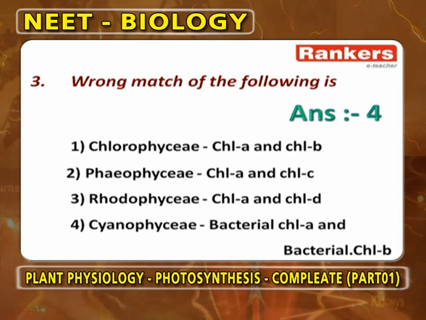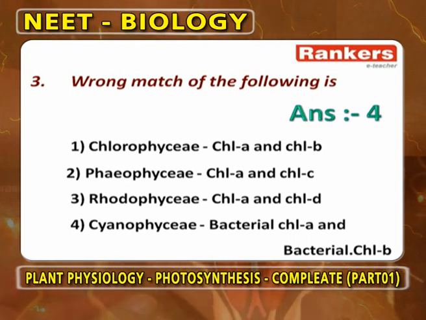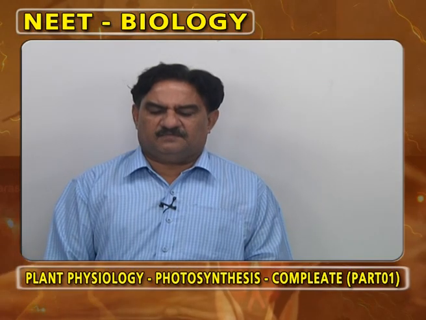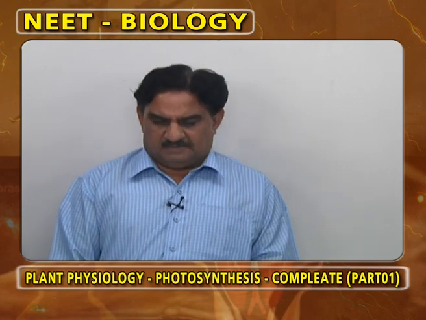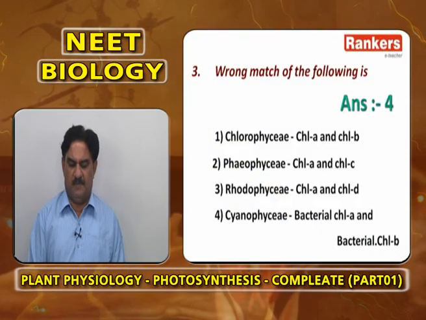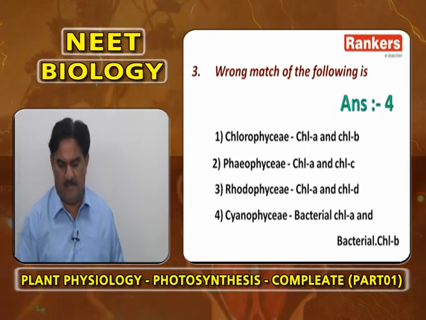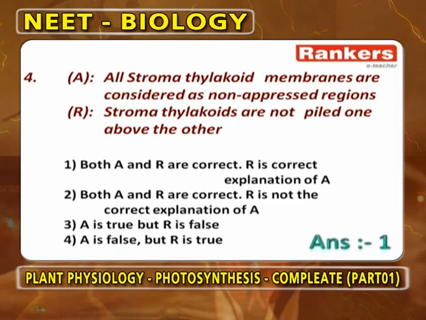Rhodophyceae contain chlorophyll A and chlorophyll D, which is correct. Cyanophyceae containing bacterial chlorophyll A and bacterial chlorophyll B is wrong. Cyanophyceae contain chlorophyll A and chlorophyll B only. I don't say chlorophyll B, it is chlorophyll C. So, the fourth one is the wrong match of the following.